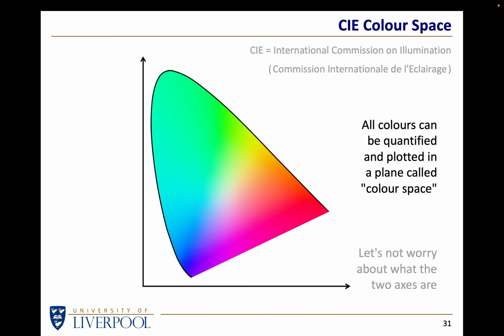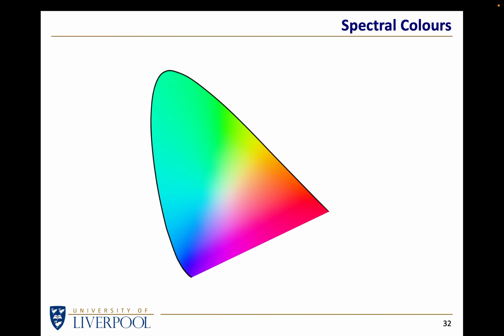One axis is, in a sense, how red is it compared to blue? And the other axis is sort of how green is it compared to blue? So we don't have to worry about exactly how it's calculated. All we have to care about is the fact that this is an international standard. So every country in the world agrees that this is one way of representing colors. And all colors can be quantified in a plot like this, a so-called color space.